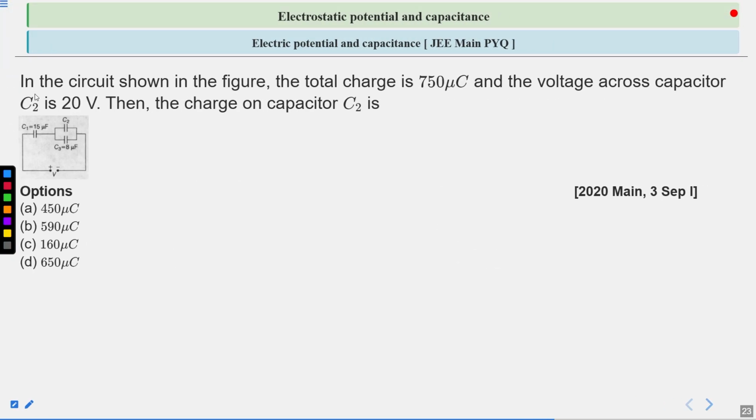So this is the question. Next question. In the circuit shown in the figure, the total charge is 750 microcoulomb and the voltage across the capacitor C2 is 20 volt. Then the charge on the capacitor C2 is.